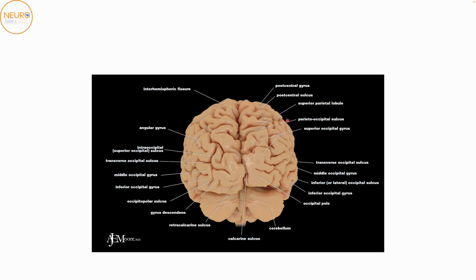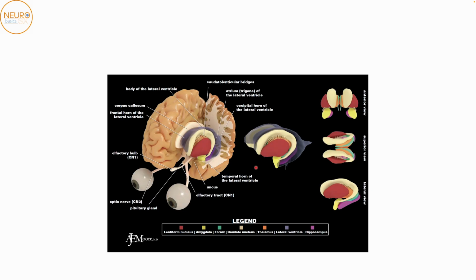This is a view from posteriorly. You can see the occipital gyri. This will be the parieto-occipital sulcus. This will be the tentorium over here. This is the occipital lobe. No significant gyri are present on the lateral surface.